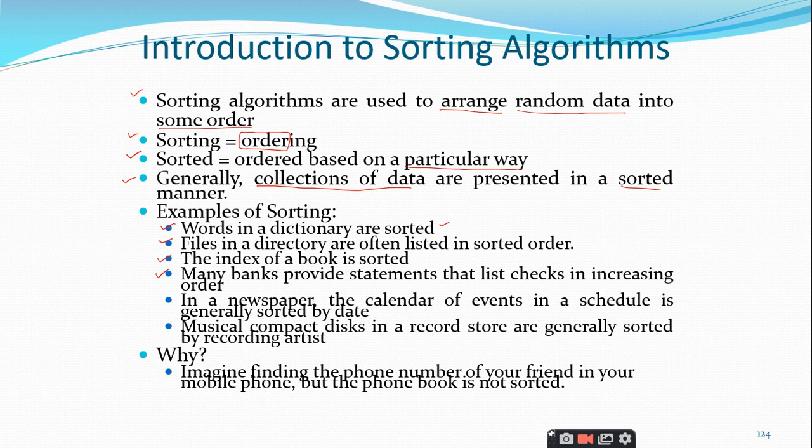So there we are implementing the sorting on date in the transaction slip, whereas in a dictionary we are sorting on alphabets, and files in a directory are also sorted based upon the alphabets. Similarly, if you consider a newspaper, the calendar of events in a schedule is generally sorted by date. So bank statements are based on date. Similarly, the events that are scheduled in the calendar are also based on date.